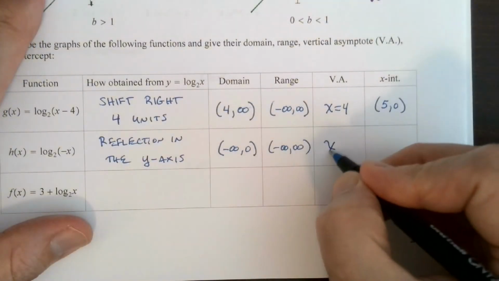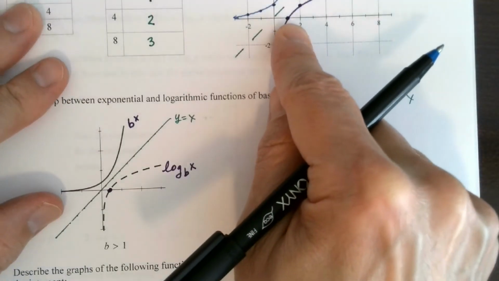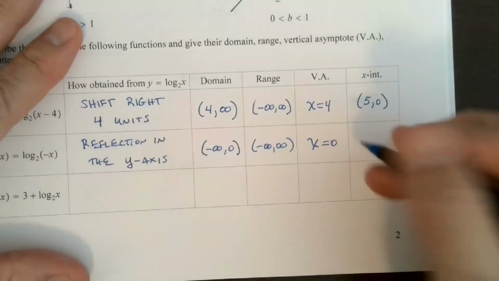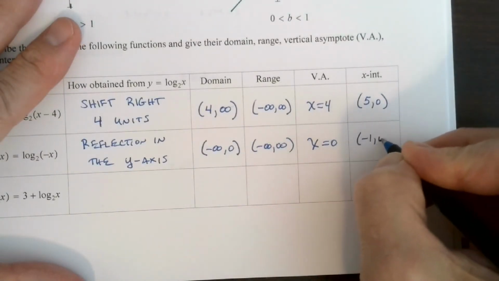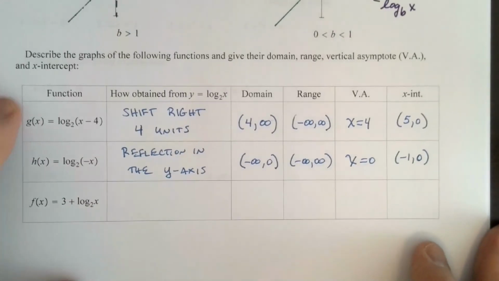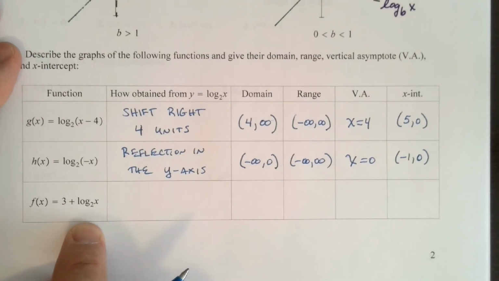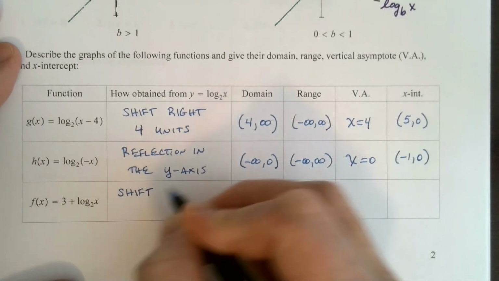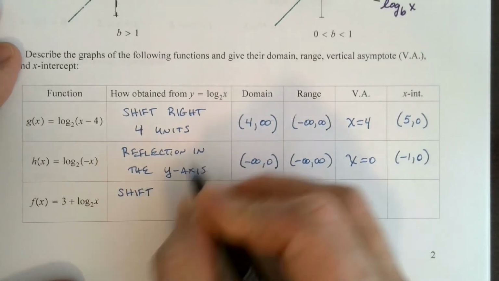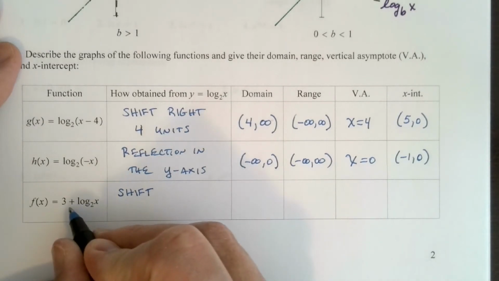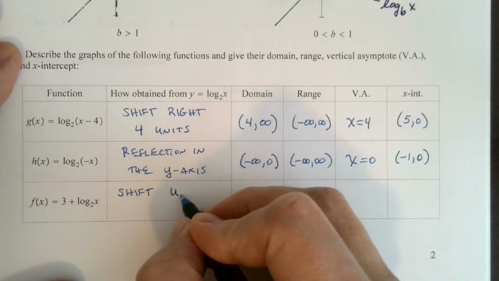So the vertical asymptote is still there. And what happened to the x-intercept? It was at (1, 0), now reflecting in the y-axis, it's at (-1, 0). Okay. What about this function? This was obtained from the graph of y equals log base 2 of x by a shift what? 3 units what? Up. Shift up 3 units.